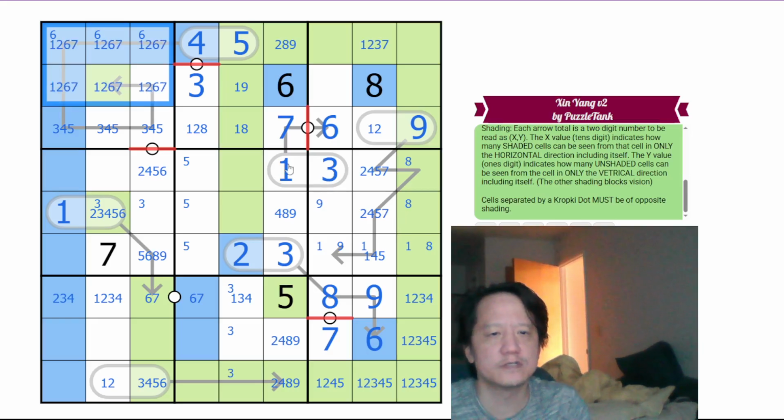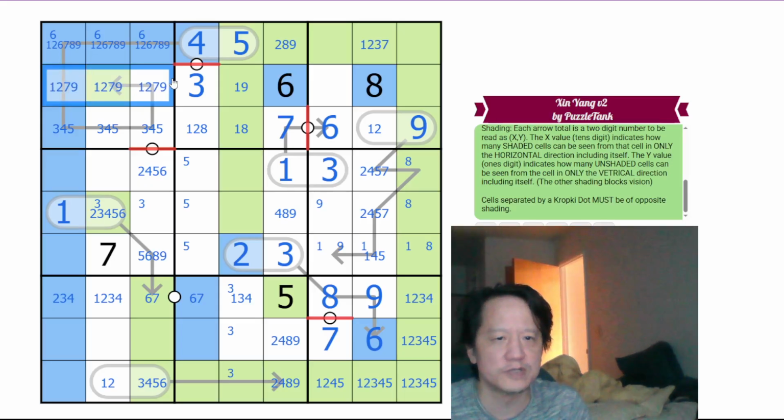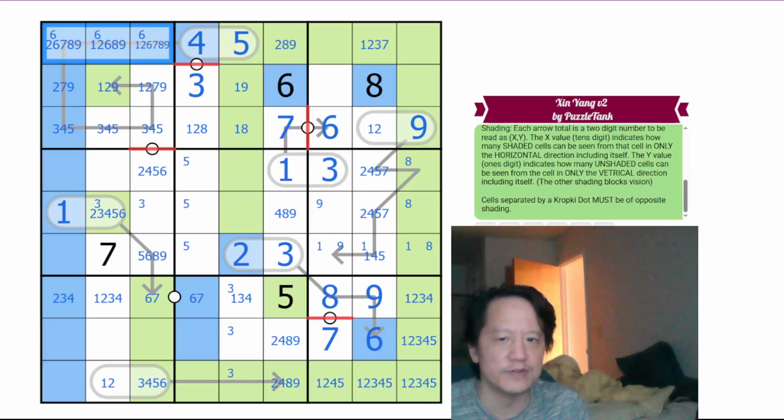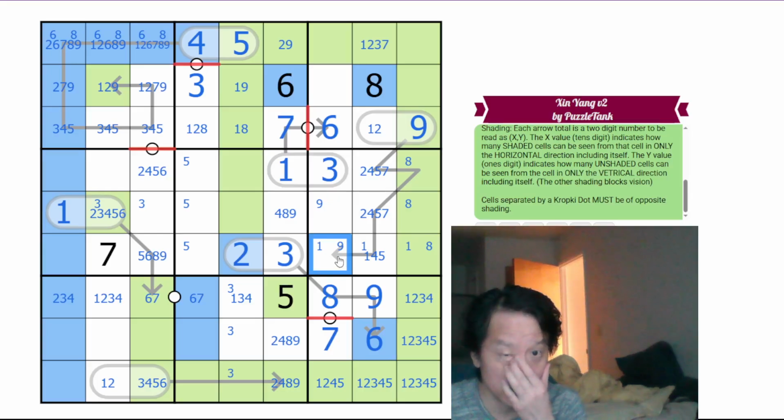Remaining digits in this upper left-hand box, we have 1, 2, 6, 7, 8, 9. And 6 and 8 cannot be here because of 6 or 8 in the row. 1 can't be here because of 1 in the column. 7 can't be here because of 7 in the column. Therefore, one of these 3 digits is an 8, which eliminates 8 from being here. So that's 2 or 9.